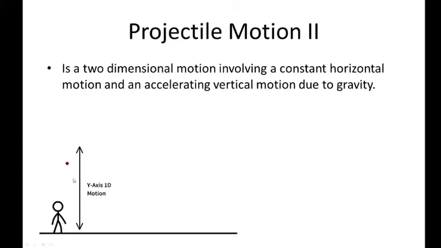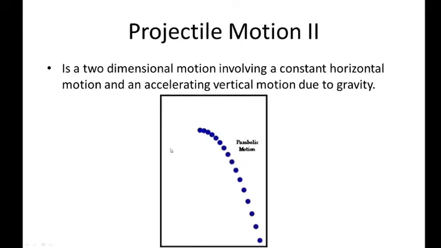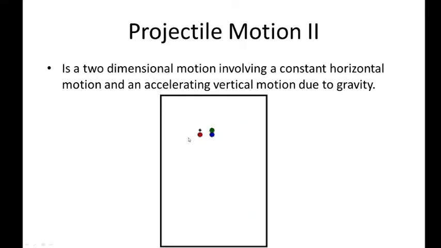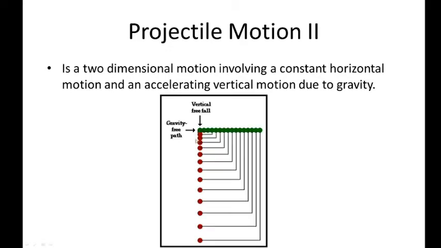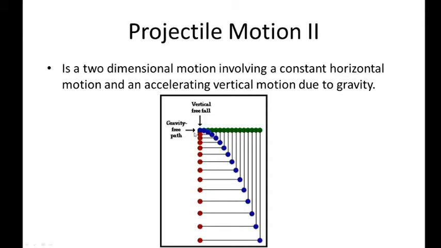free fall is a one-dimensional motion where the object only moves either upward or downward. And Projectile Motion 1 is a two-dimensional motion wherein the object is moving simultaneously horizontally and vertically. So where the horizontal motion is at constant velocity and the vertical motion is accelerating due to gravity at 9.8 meters per second squared.